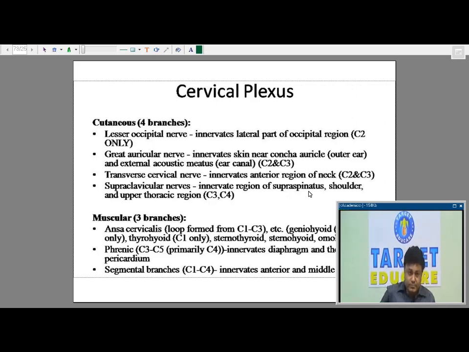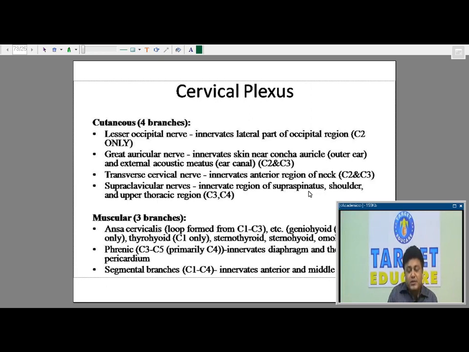And the muscular branches are three. One is a very well known structure, ansa cervicalis. It's the loop that is formed from the nerves emerging from C1 to C3, and they supply a lot of muscles in the area. Then there is the phrenic nerve, which supplies the diaphragm and also part of the pericardium, and there are segmental branches from spinal segments C1 to C4, which innervate the scalene muscles.